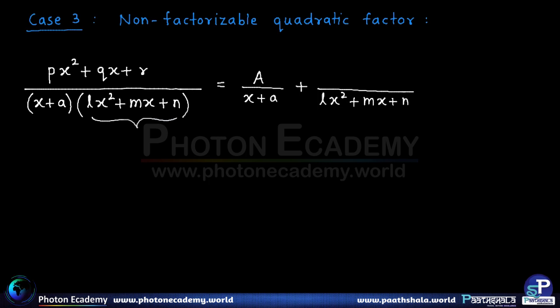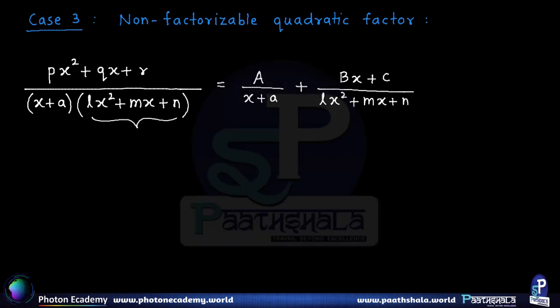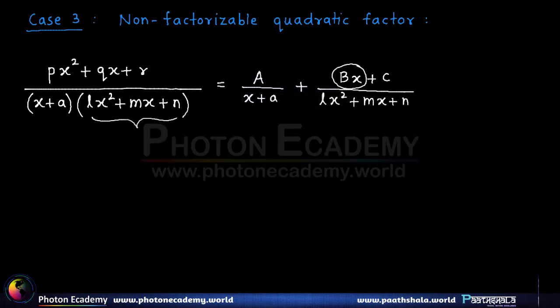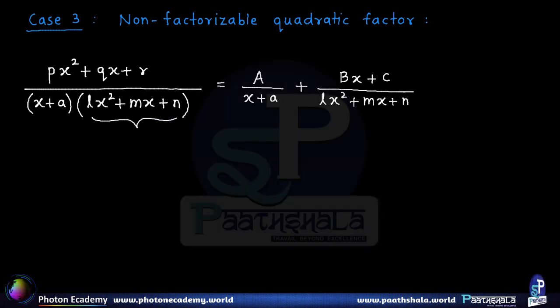In that case we must write the entire factor as it is, but the only difference is that while writing its numerator we will not write it as just B, but we will write Bx plus C. That is, the numerator must be an expression having degree just one less than the degree of the denominator. Since the denominator is a quadratic factor, we must have some linear expression in its numerator. Of course, it may happen that we find B is equal to 0, which is fine, but in general we must consider Bx plus C as the numerator. The rest of the procedure is the same. We cross multiply and substitute convenient values to get the constants A and B. So let's see one example of this particular type.